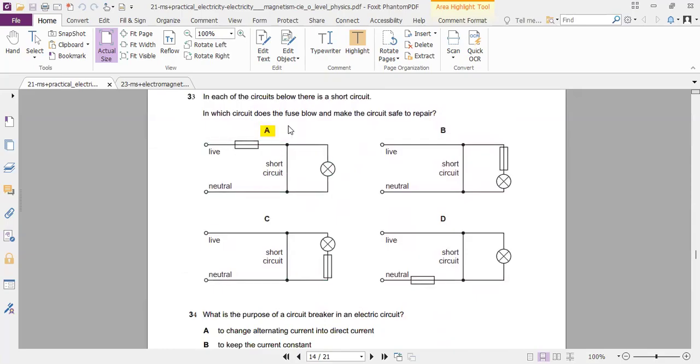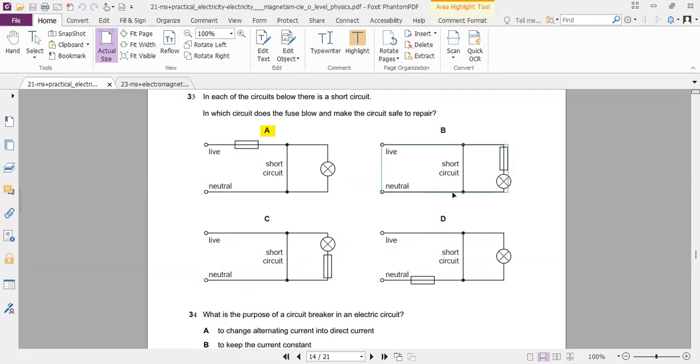A, because if we have a short circuit here, the fuse will blow, live will be disconnected, and we can repair the circuit. Every other option doesn't give you this. We have the fuse on the neutral, and the fuse is after the short circuit. So the fuse will not blow.